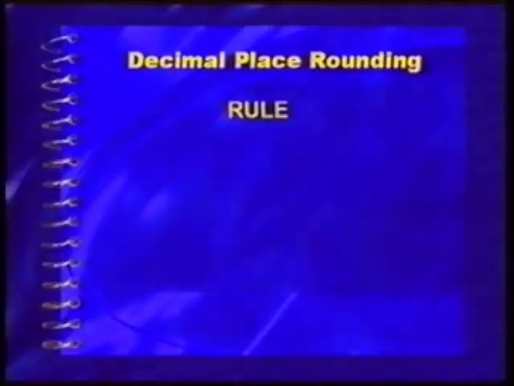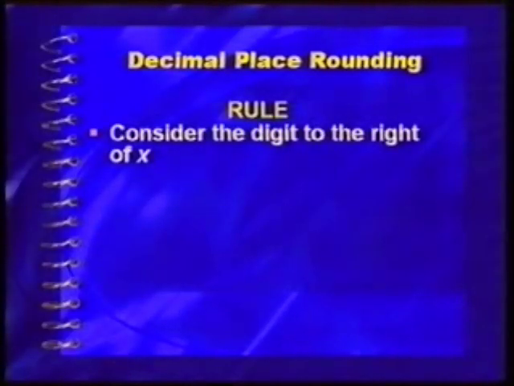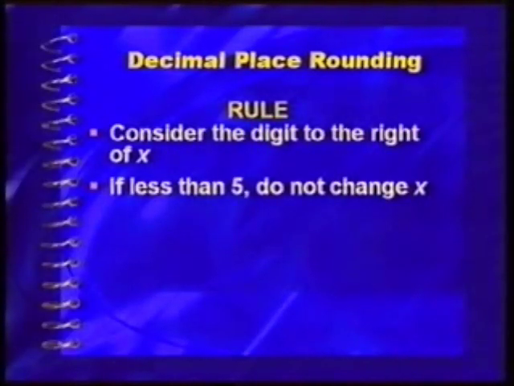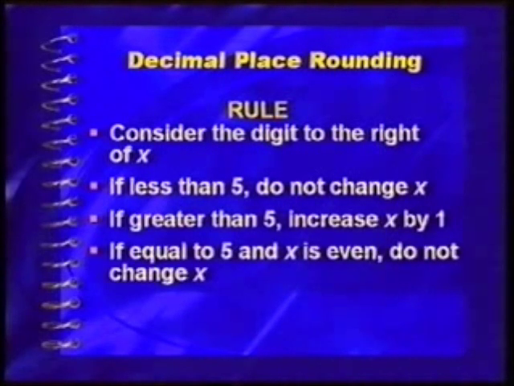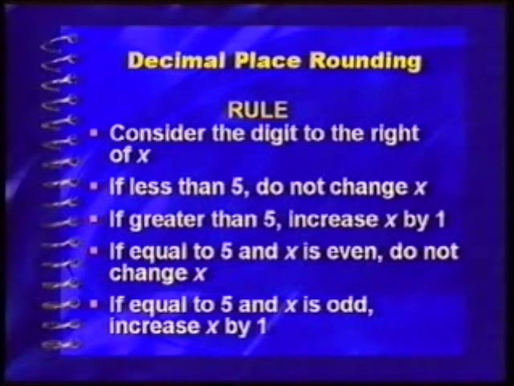Rounding is very important. There are in fact 2 methods for rounding, and the first type of rounding is what's called decimal place rounding. I've got the rule here. If you have to round, say, to 2 decimal places, then you look at the digit to the right of the second decimal place. If it's less than 5, you do not change it. If it's greater than 5, you increase it by 1. And you always make sure that the digit you round is an even one. And that is written out here.